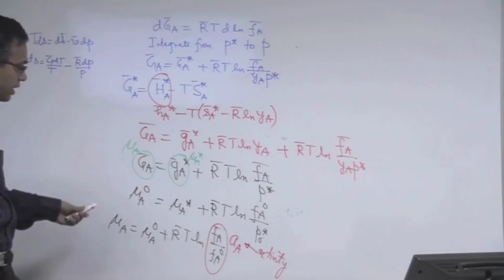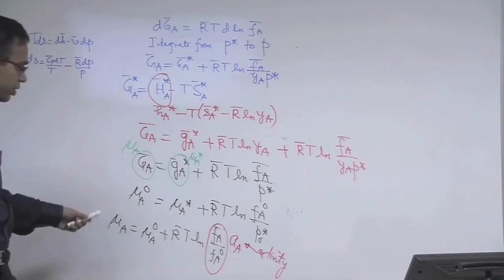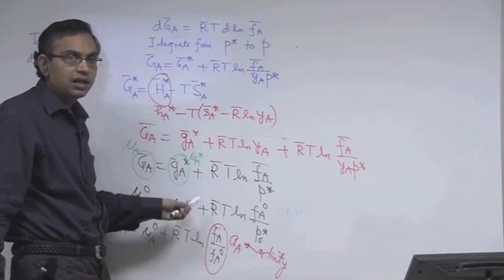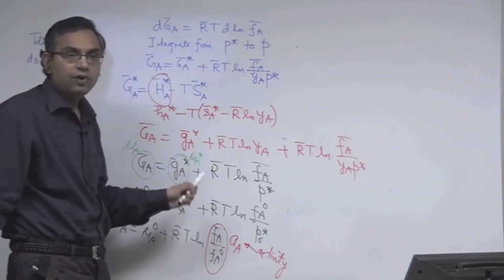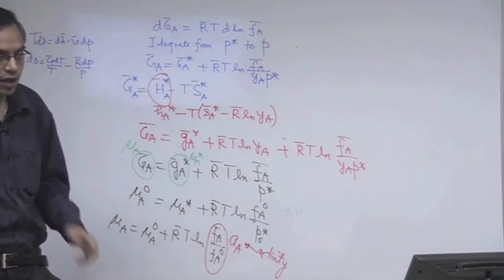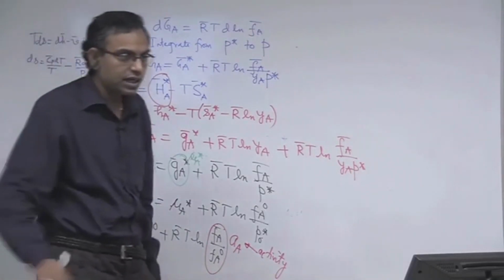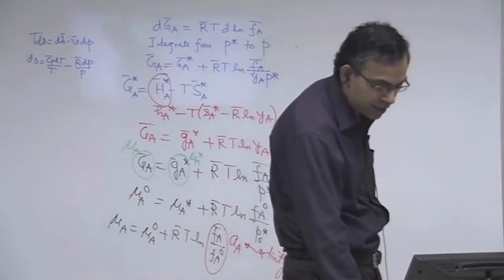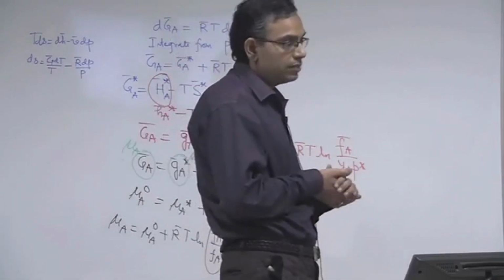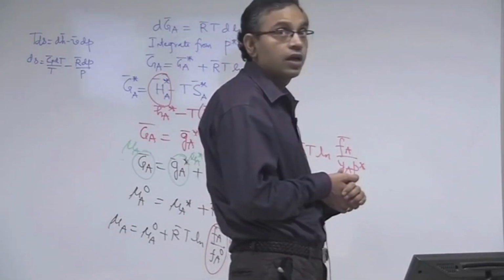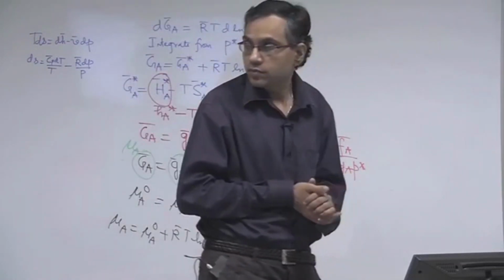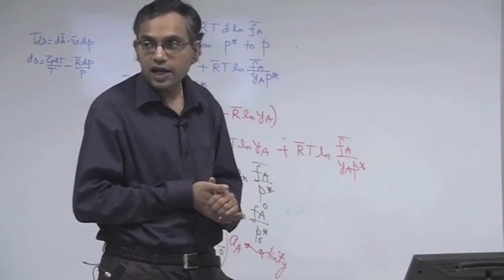So the summary of this finding is that for an ideal solution you can write mu A is equal to mu A 0 plus RT ln YA for an ideal solution at standard state. Okay. So we will summarize this discussion through the slides and then we will proceed further.